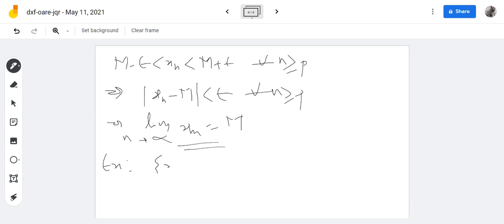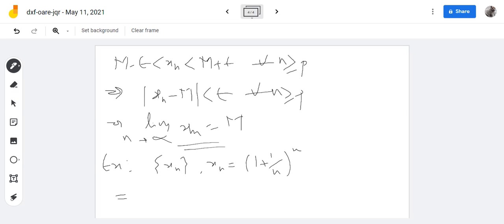The given sequence, you have to check the behavior of the sequence xn, where xn is given as (1 plus 1 by n) to the power n. Behavior means you have to find the properties of the sequence, whether it is monotone increasing, monotone decreasing, whether it is bounded or not, or whether it is convergent or not. Okay, you have to check all those things. This is given. First we check whether it is monotone increasing or decreasing. xn is given as (1 plus 1 by n) to the power n.